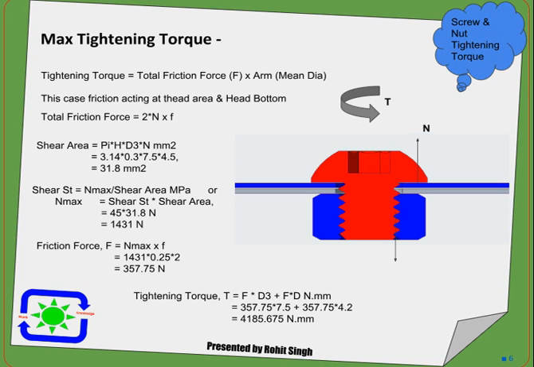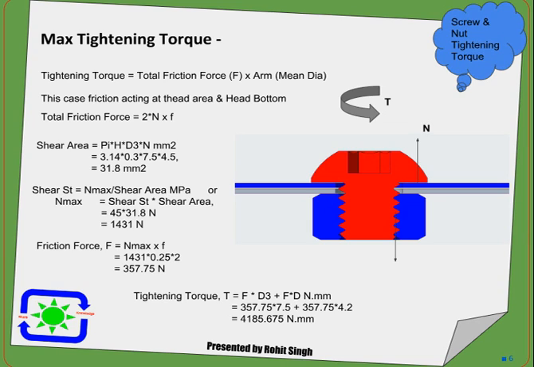In this case, because friction acts at two places, first the head, between the head and component, so F times the mean head diameter. Second the thread area, so F times the shear diameter. With the help of this calculation, we get 4185.675 Newton mm. So this is the maximum tightening torque this system can withstand.